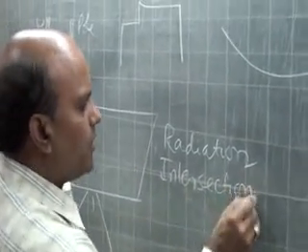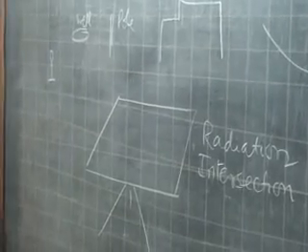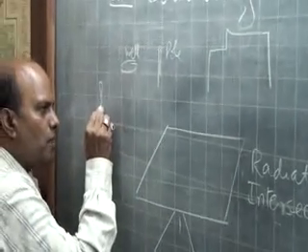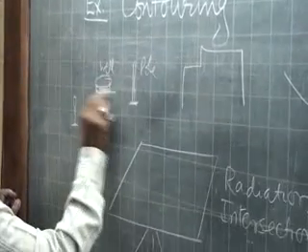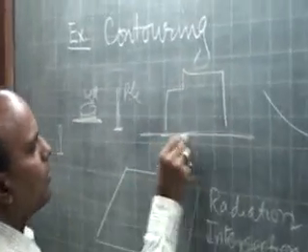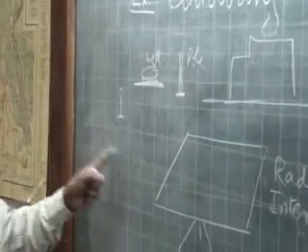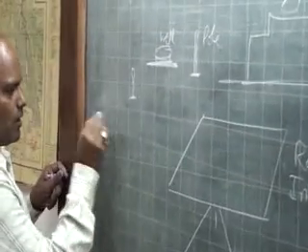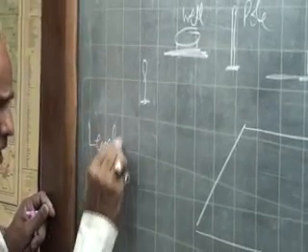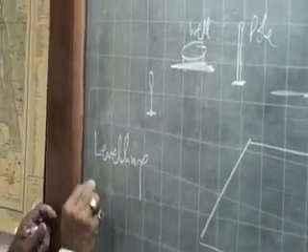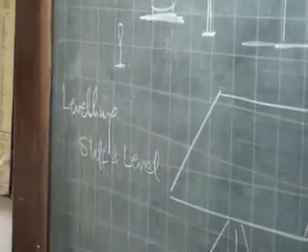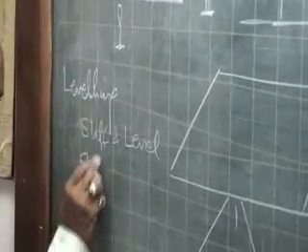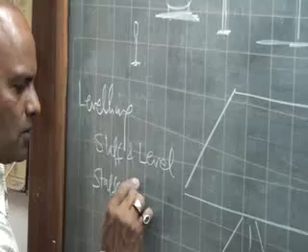So when we are plotting the details by these two methods, radiation or intersection method in the field, at the same time we will like to know what is the elevation of this particular point, what is the elevation of this point, what is the elevation of the ground here, what is the elevation of the ground here. So we will take additional measurements which we call as the leveling, and we will use staff and level. If the ground is too much of undulating, then we will use staff and theodolite.